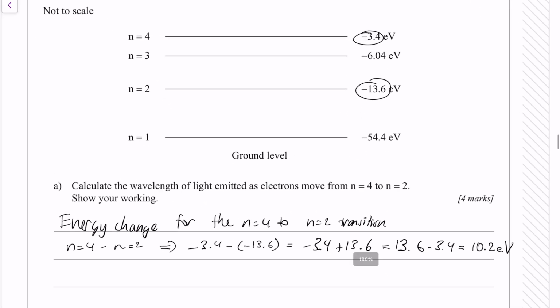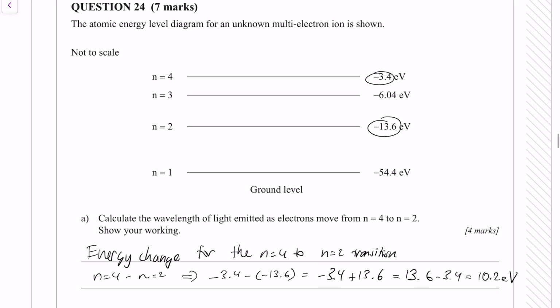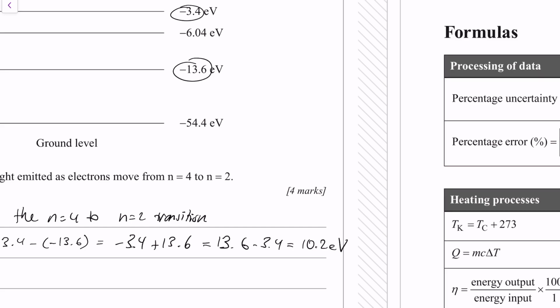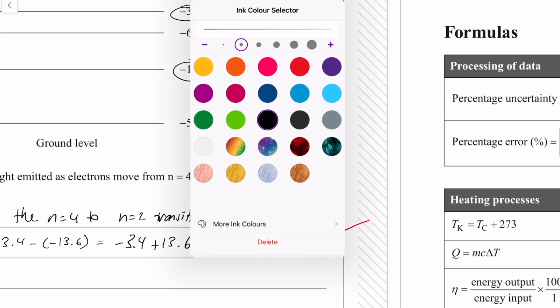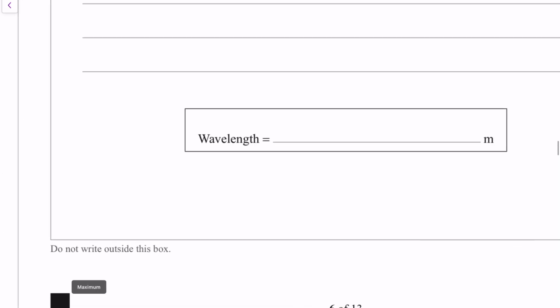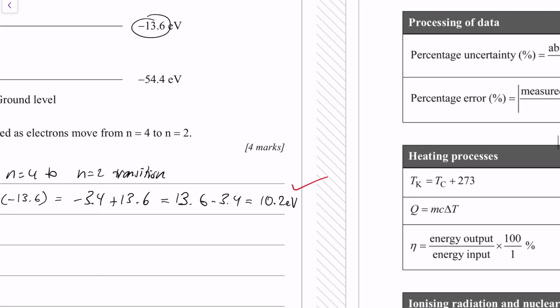So the key thing about this question to make sure you get the full marks is making sure you have the units, okay? Because you will get only the first mark if you have eV in there. And just to be 100% accurate, making sure that you're only writing within the line, the box, okay? As it says, do not write outside this box. So 10.2 eV, or electron volts.